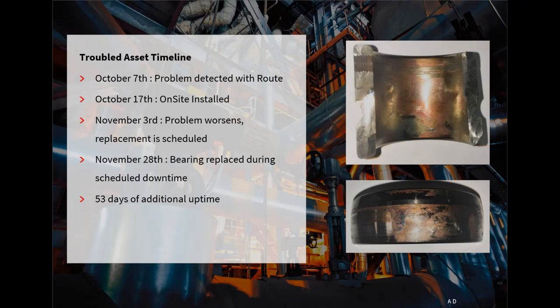On November 3rd, the bearing degradation worsens and a work order is written to schedule replacement of the fan bearing. On November 28th, the bearing is replaced during a scheduled maintenance shutdown. By having the ability to take vibration data daily, the customer was able to extend the bearing life for an additional 53 days. Next slide, please.